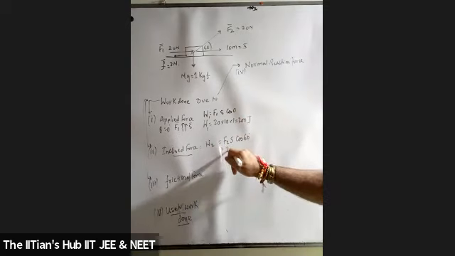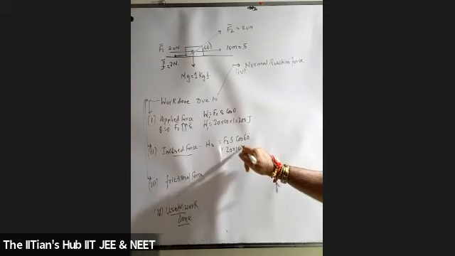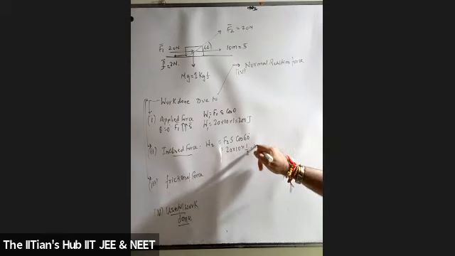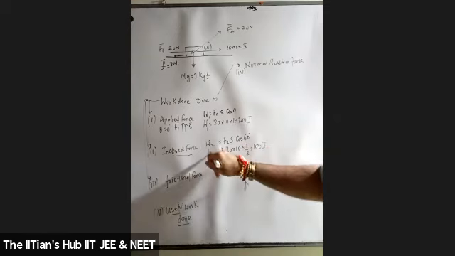What is the force? It is 20 Newton. Displacement is 10 meter. Cos of 60 will be half. That means 100 joules. Is that clear, students?